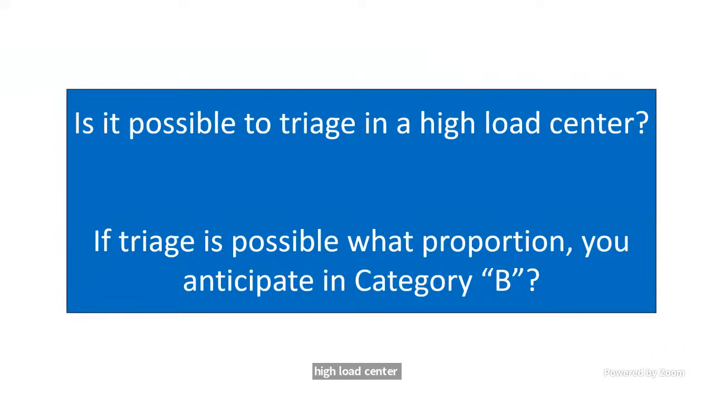And if it is possible, what proportion do you anticipate in category B? Suppose there are 100 patients or 1,000 patients in your center. What proportion of your patients do you think will be in category B? This will vary from center to center, but I just want to see the proportions that you are thinking or you have seen in your patients. Can you put percentages like 50, 60, 70, 80, 90, 100, whatever you think, in the chat box?